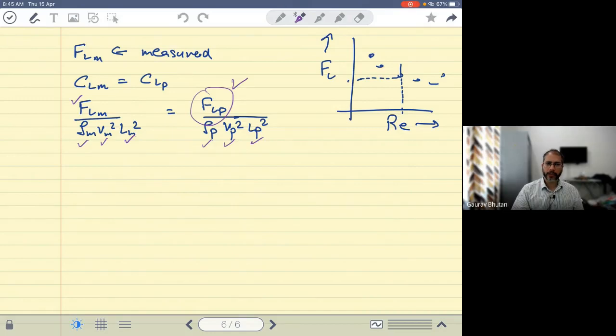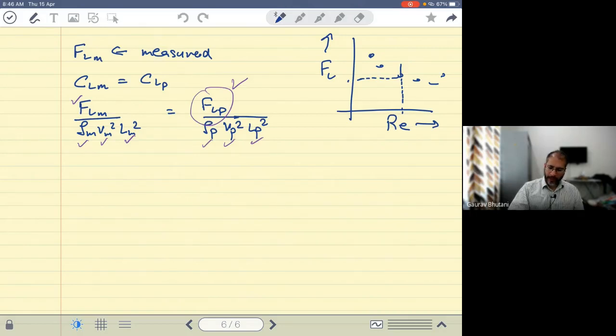So this technique allowed us to find the force on a full-scale wing by doing an experiment on a miniaturized wing. That's the amazing part of dimensional analysis. Any questions?